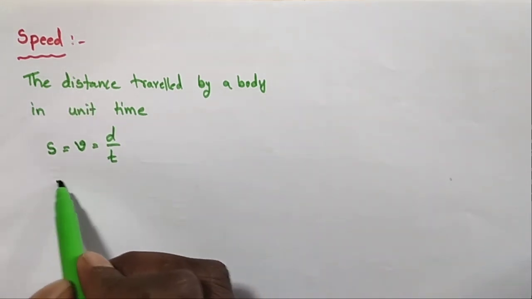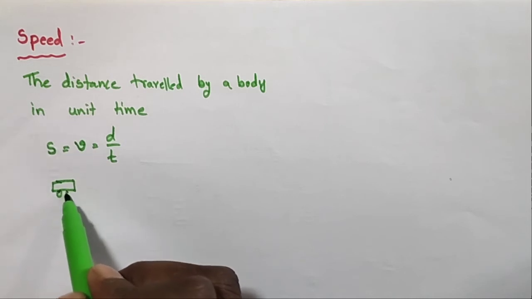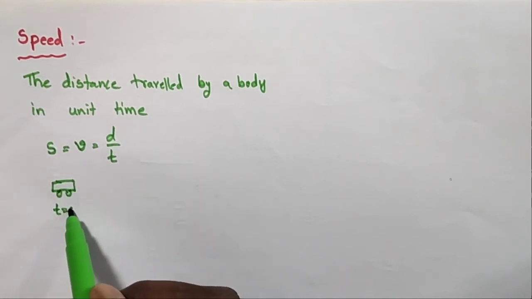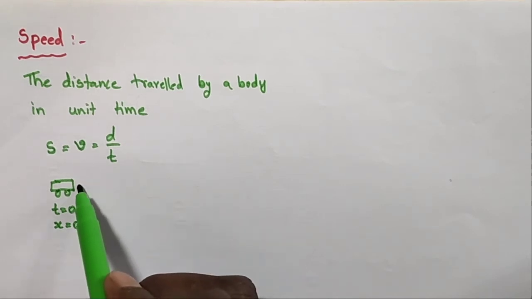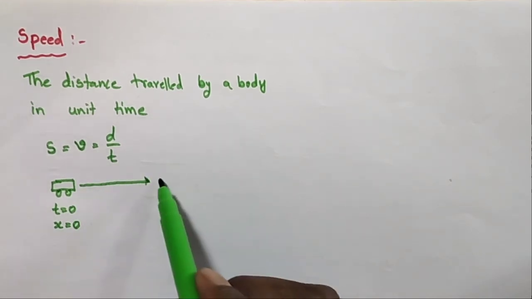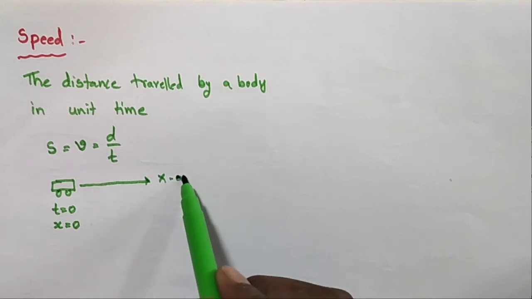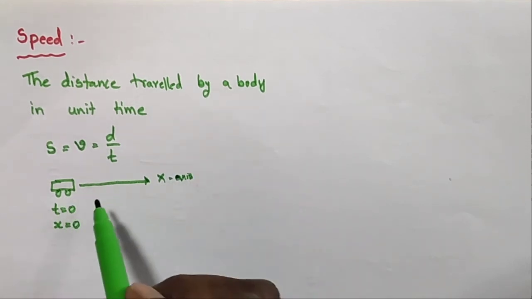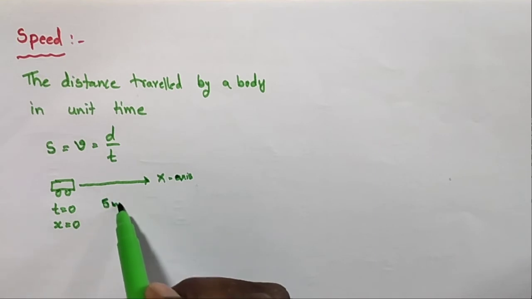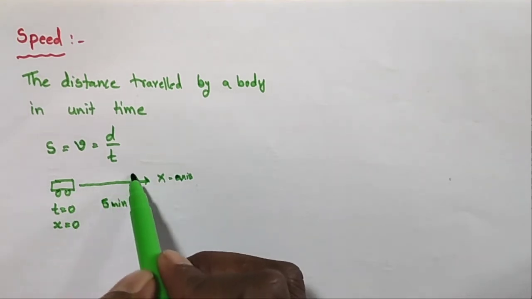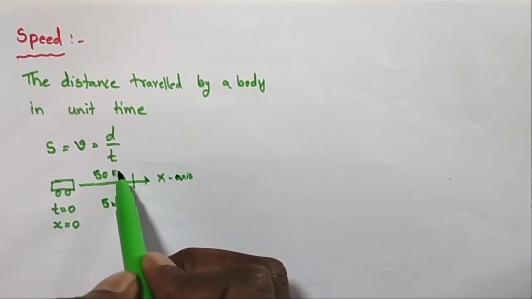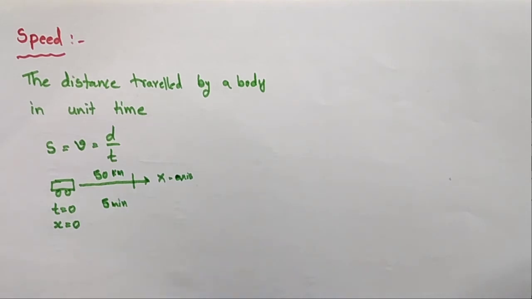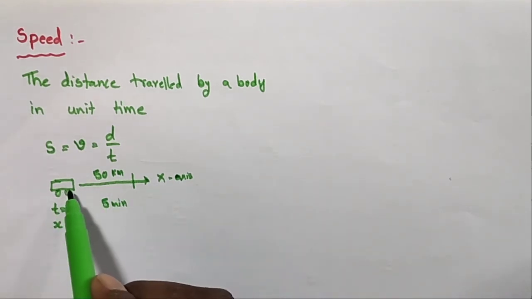For example, let us take, I am assuming, one car. At initial time t is equal to 0, the distance x is equal to 0. Suppose the car is moving in the positive x direction, the x axis. After 5 minutes, the car has moved 50 kilometers. So what is the speed of this car?